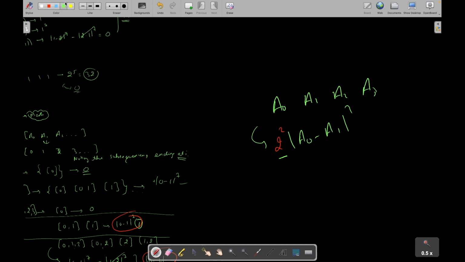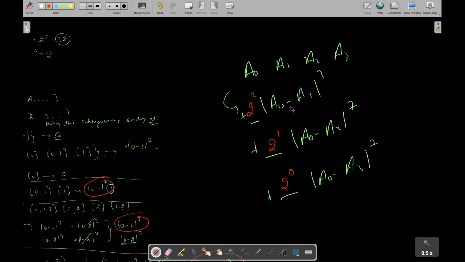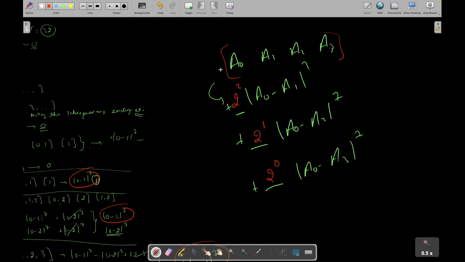Plus 2 to the power 2 plus something into a0 minus a2 is contributed, then some number of times a0 minus a3 is contributed, right? So here I can see that okay, it is 2 to the power 1 into 2 to the power 0, right? And this is for this array. So for an array of 4 elements, my answer is this, right?